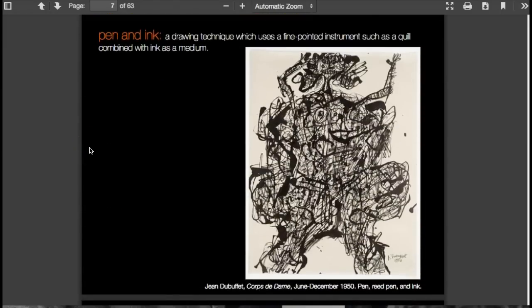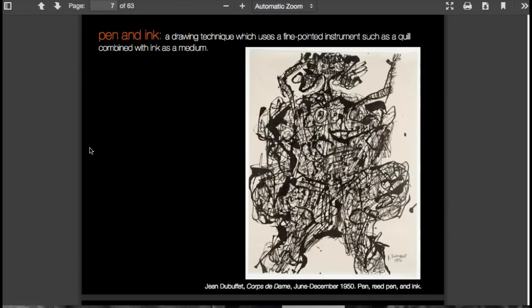And of course we have pen and ink as well. Obviously a drawing technique which uses fine pointed instruments such as a quill or a ballpoint pen or whatever it might be, combined with ink as a medium. So we have artists like Jean Dubuffet, and this is Corps de Dame, so this is Body of a Woman.